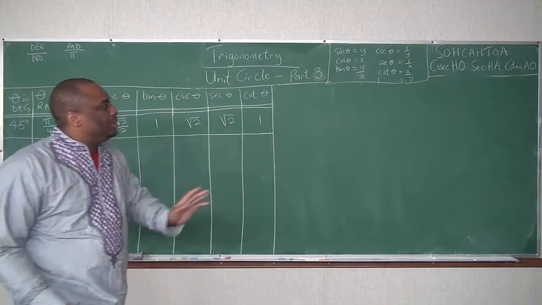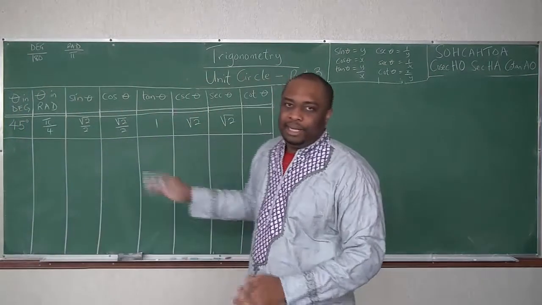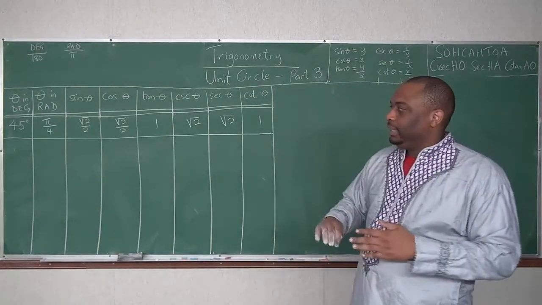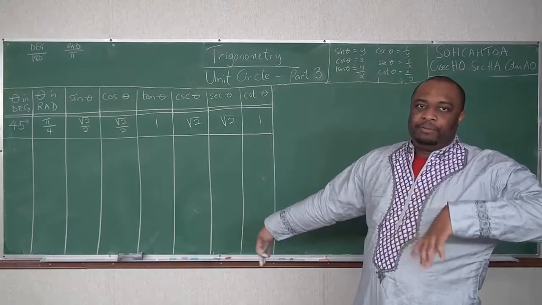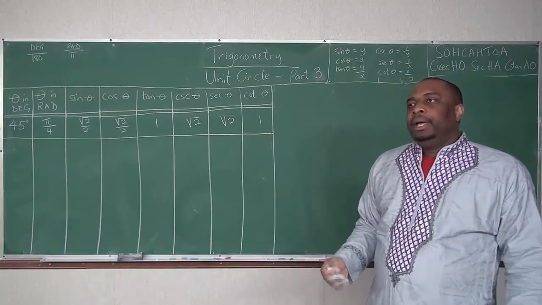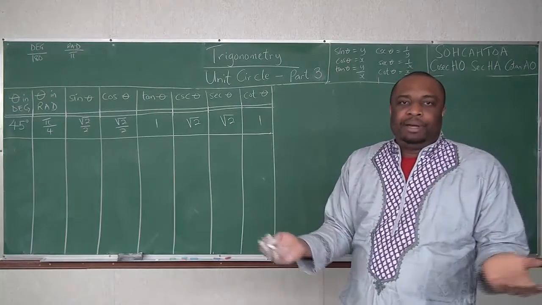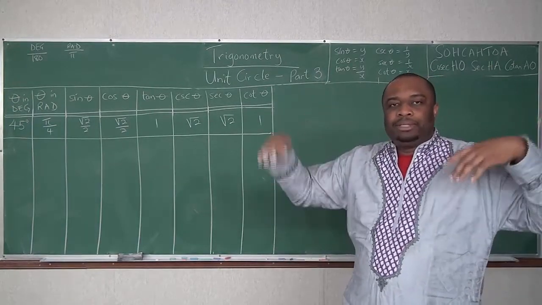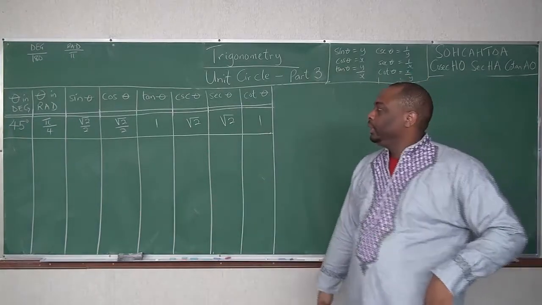What I just did was erase the reference angles of 30 degrees so that we could do 45. And after doing 45, we do 60. And that's it. 90, we've already done, because the quadrantal angles are included in the 90.